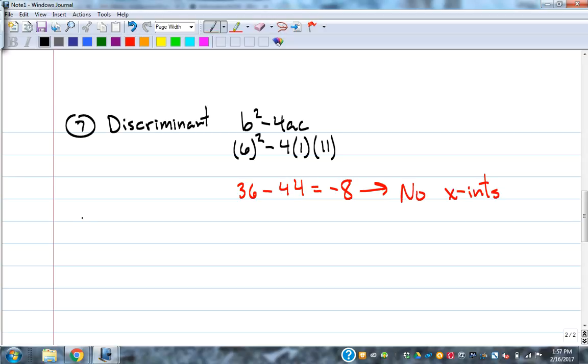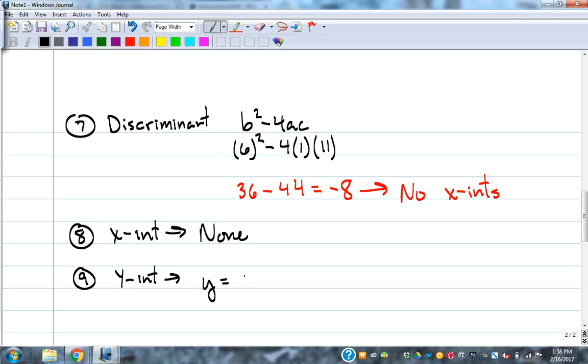So number 8 says x-intercepts. We'll just say there's none. The next thing is y-intercepts. If something is on the y-axis, what's the x value? 0. Yeah, that's right. So to find the y-intercept, you plug a 0 in for x.